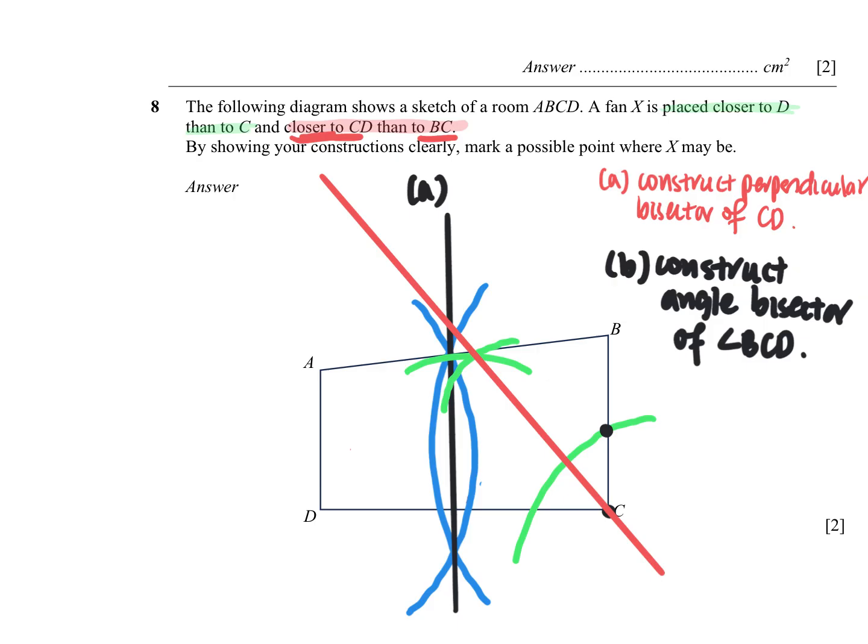So I repeat. Let me live demo. Let me get a compass. Okay, I show you the real thing. So you know what I'm talking about.